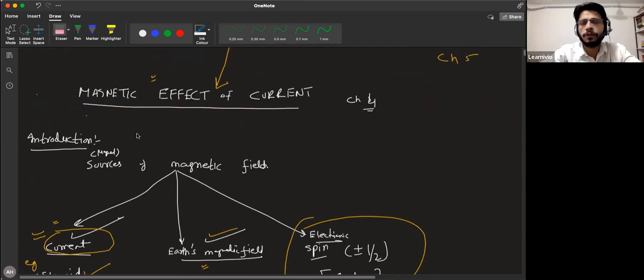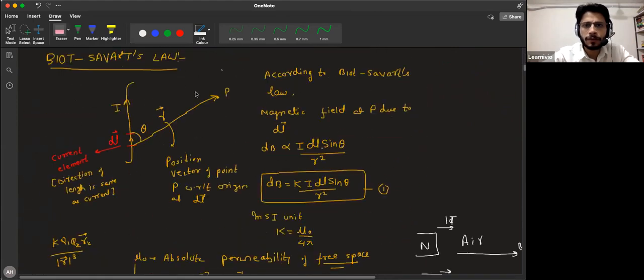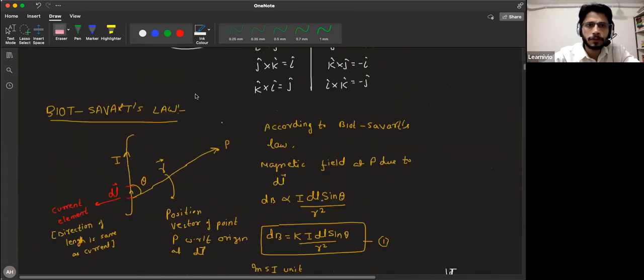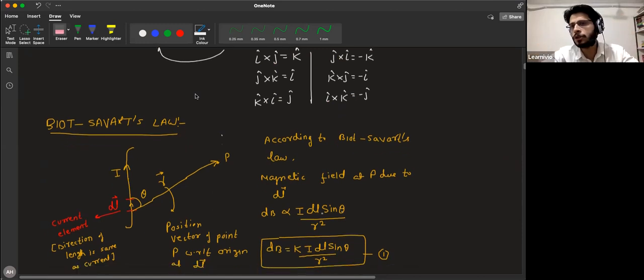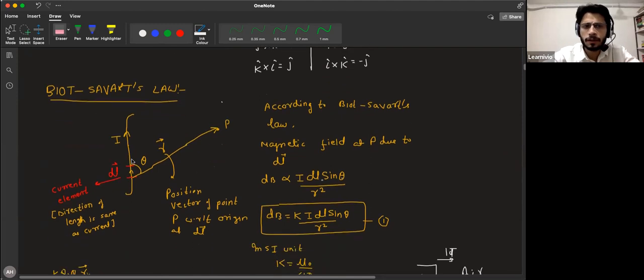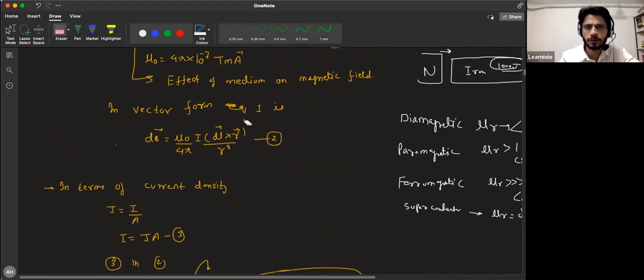On the last Monday, I didn't take class. We started magnetic effect of current, where we have discussed majorly this Biot-Savart law. Biot-Savart law says if you have a conductor and some current is passing through that conductor, then that current will generate magnetic field. If you take a very small element of that conductor, of some small length dl, the magnetic field due to that small length at point P is given by this expression.